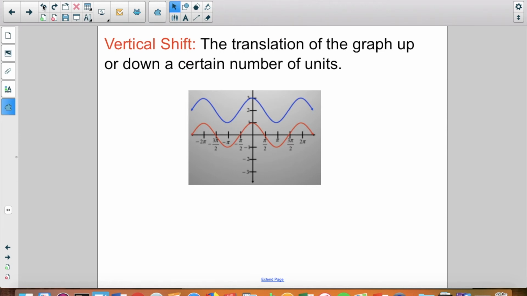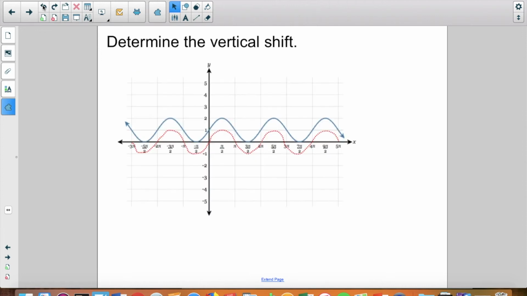Next definition is a vertical shift. A vertical shift is a translation of the graph up or down a certain number of units. What you can do to find this is take a point on the original and compare it to a point on the new one. How many do I have to go up or down, and how many spaces? It says determine the vertical shift here. The blue is our original, the dotted line is our new graph. So we take a point from the original and compare it to a point on the dotted.